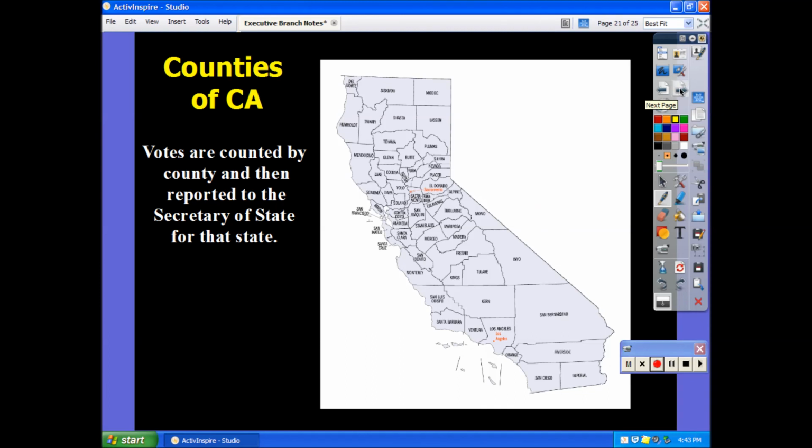So here's the way that we account for the votes in every state. Every single county in every state counts its own votes. And then every county reports those votes to the Secretary of State for the state. So there is a Secretary of State even in the state of California. Orange County, which is down here at the bottom of the map, is going to send its votes, its information, all the way up to Sacramento for the purposes of counting the votes. And when all the counties have reported, then it's determined who has the most popular vote for the state, and therefore who's going to get the electoral votes.